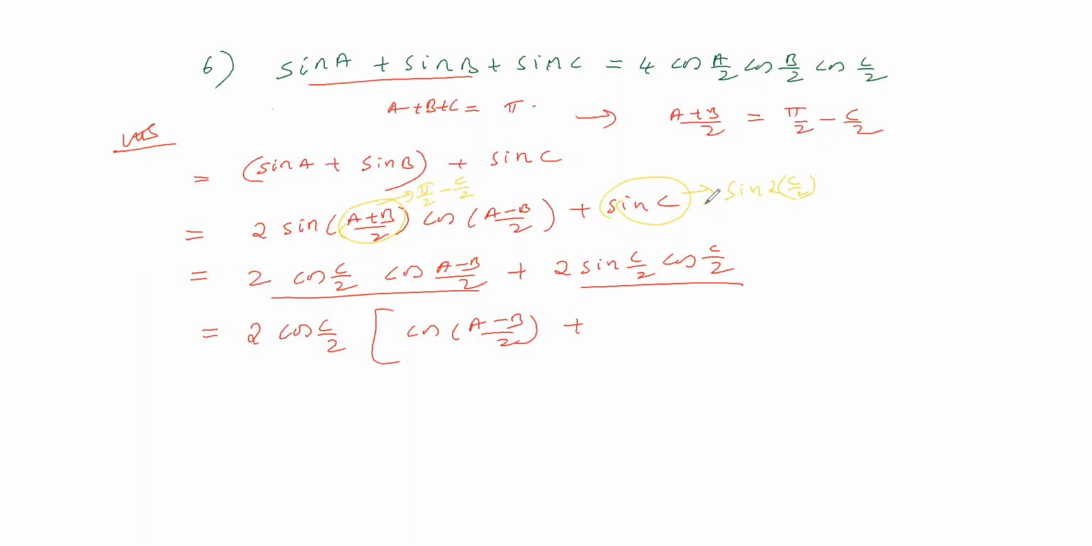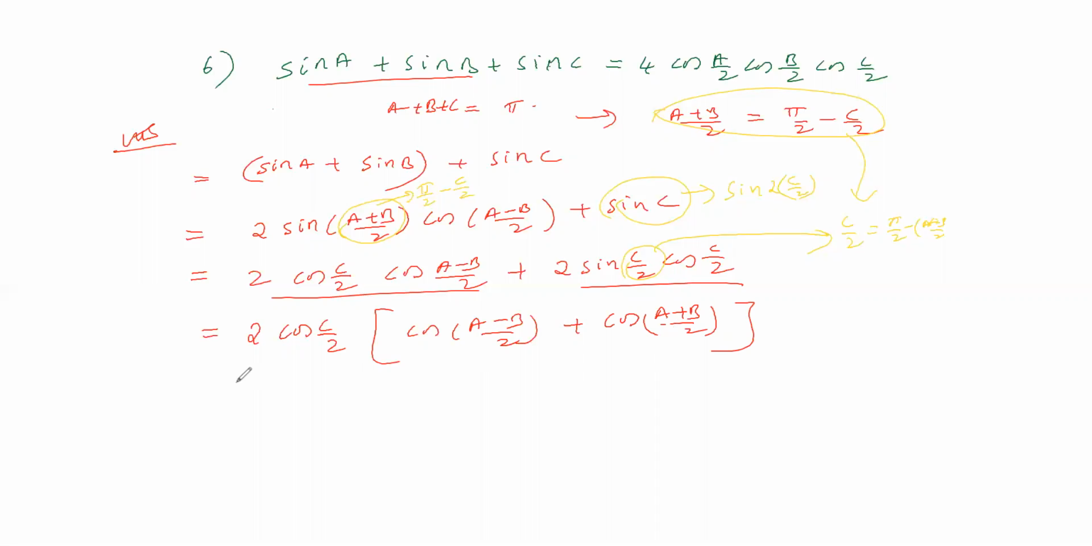In place of c by 2, what can we write here? We can write c by 2 is equal to, taking a plus b by 2 from the left side to the right side, pi by 2 minus (a plus b) by 2. Now substitute this value in place of c by 2. So this is sin(pi by 2 minus (a plus b) by 2). Sin(90 minus theta) is cos theta, so it is cos (a plus b) by 2.